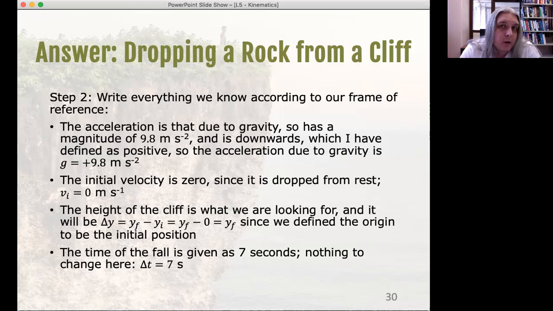The height of the cliff is what we're looking for. So that means we're looking for change in y, which is the change in the vertical position of the rock. We've just said the origin is where it starts, so that means our initial position, y subscript i, is 0. So we're looking for y_f, the final position, because if we start at 0, that's the total change in y. And the time of the fall is given as 7 seconds. There's nothing to change here. It's already in SI units and it doesn't depend on our frame of reference. So we're just looking for a delta t of 7 seconds.